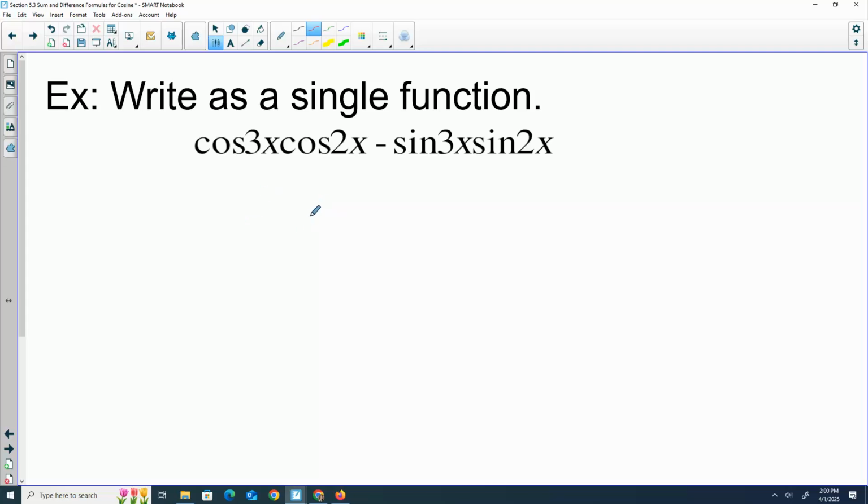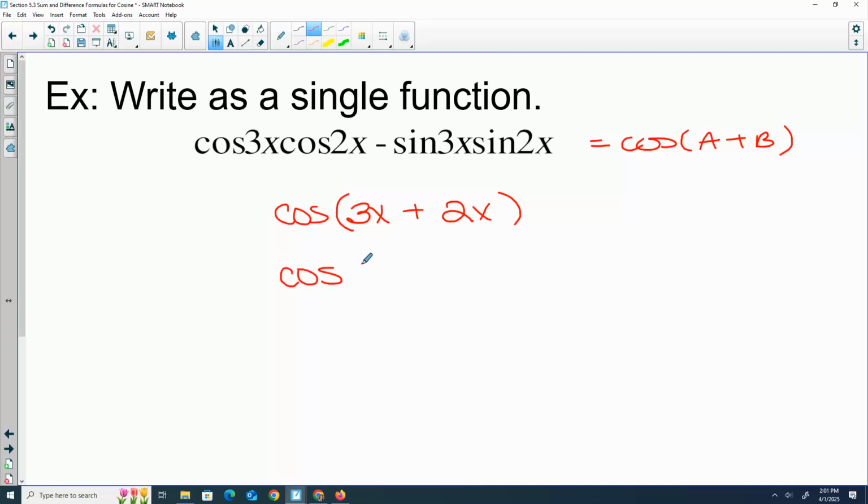I want to write it as a single function. What does this remind you of, though? Which formula is it? So I know this is cosine of A plus B. So if I'm just simplifying this, A is my first angle, which is 3x. B is my second angle, which is 2x. So 2x plus 3x is 5x. And that's all we can do there. Just getting you to recognize that that was an identity. We could simplify it.